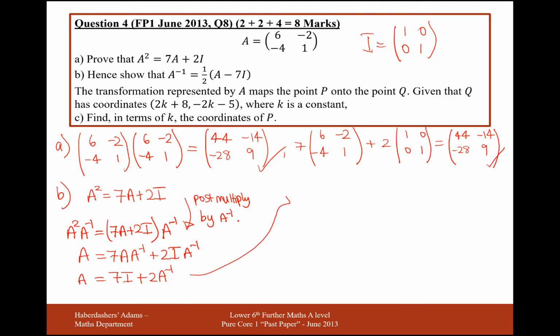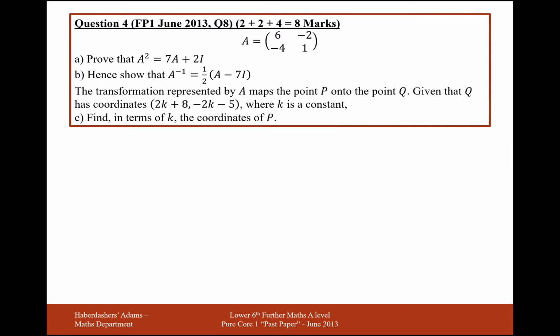So all that's left for me to do now is just rearrange it to make this A inverse the subject. Take away 7I from both sides. So A take away 7I equals 2 lots of the inverse of A. And divide through by 2, so a half of A minus 7I will equal A inverse, just as required. Great, so I put my little square there.